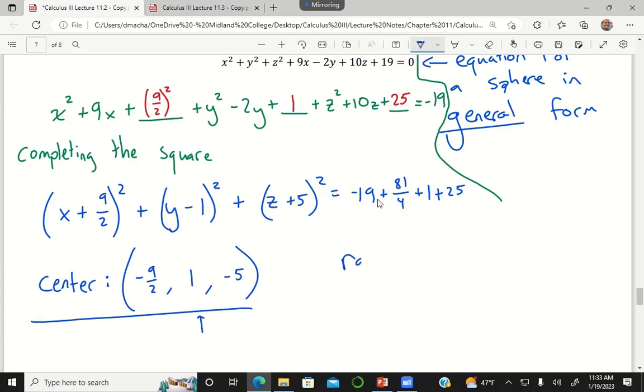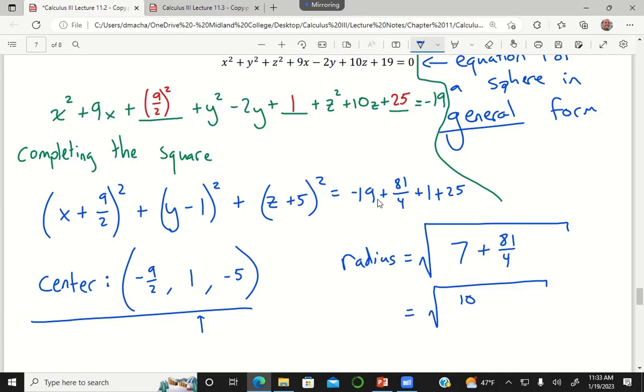And then my radius is going to be the square root of all of this junk. So it would be the square root of negative 19 plus 1 plus 25, which is 7, plus 81 over 4. So that would be 109 over 4, I think.